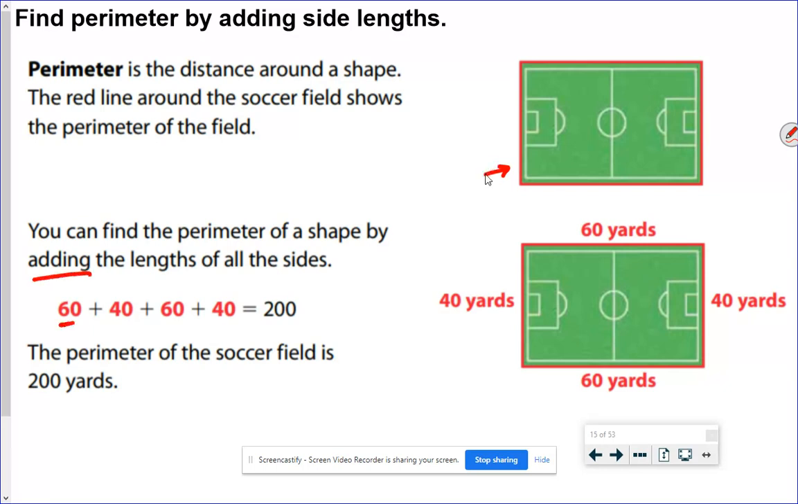So the long sides, the top and the bottom, are 60 yards. And then the shorter sides, the left and the right, are 40. So an addition sentence was made: 60 plus 40 plus 60 plus 40 equals 200. So the perimeter of the soccer field is 200 yards.